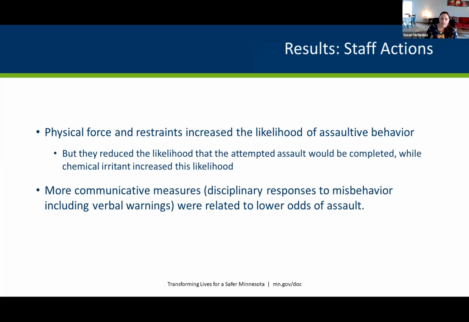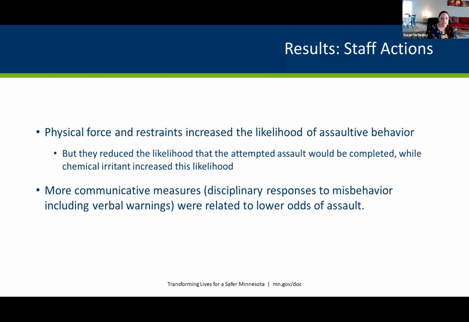So one of the most important findings was that the use of physical force increased the likelihood of assault. When staff use physical force as well as chemical irritants and restraints, offenders may feel a need to retaliate. However, the assaults were more likely to be attempted only and not completed when physical force or restraints were used. So these measures seem to be complex in that they seem to protect staff, but they also seem to contribute to a motivation to assault staff in the first place.